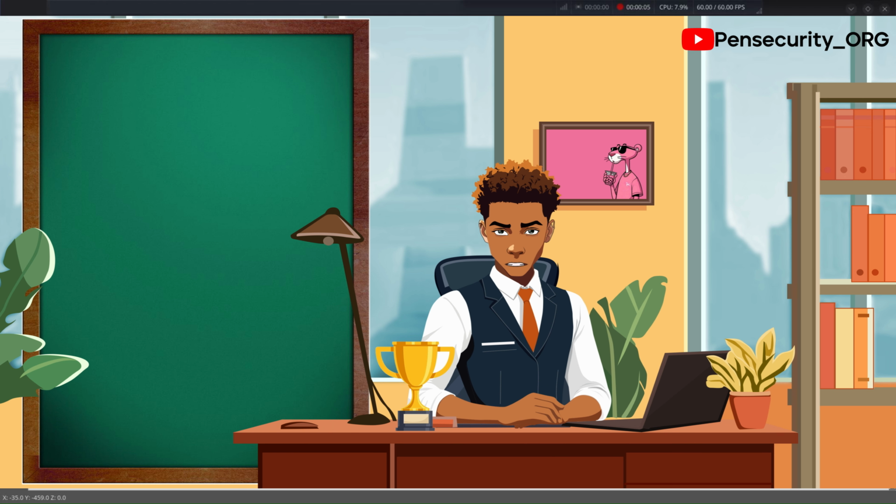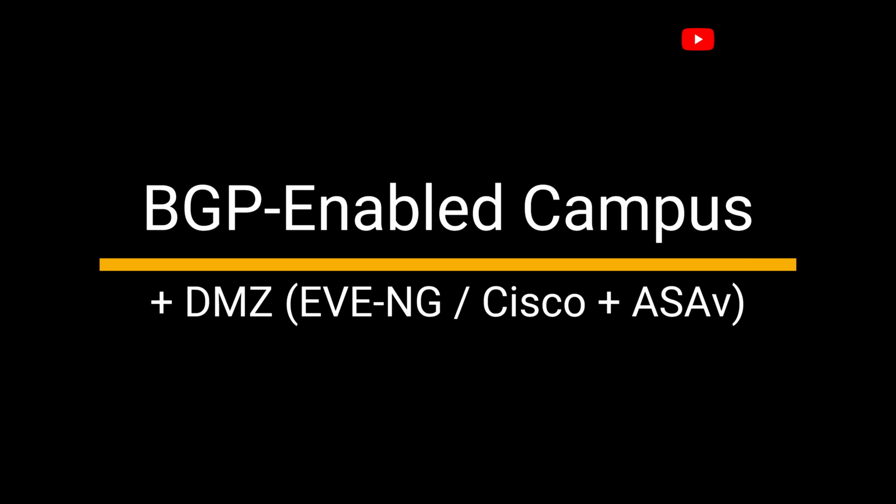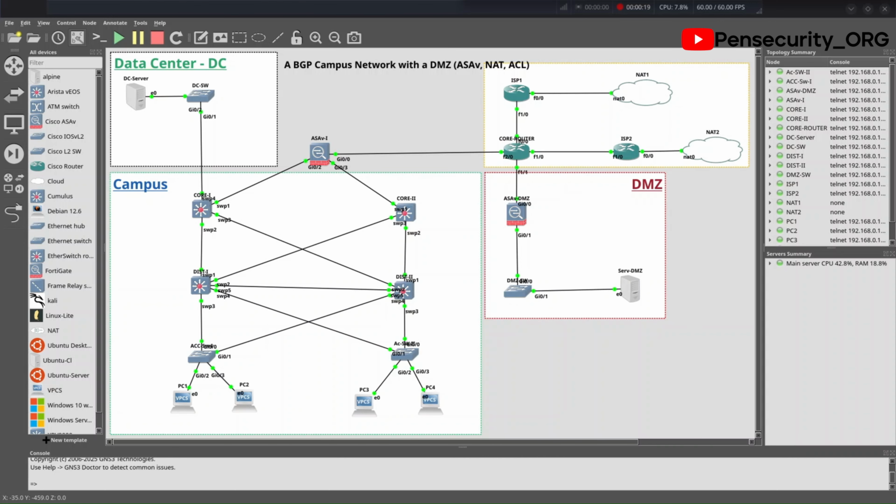On today's content, we'll be talking about a BGP campus network with a DMZ, firewall, NAT, and ACL, which is access control list. I'll be showing you a small campus elite network that I've built, and this network is for Maxwell campus network. That's the scenario, and we'll be talking about the BGP at the edge.